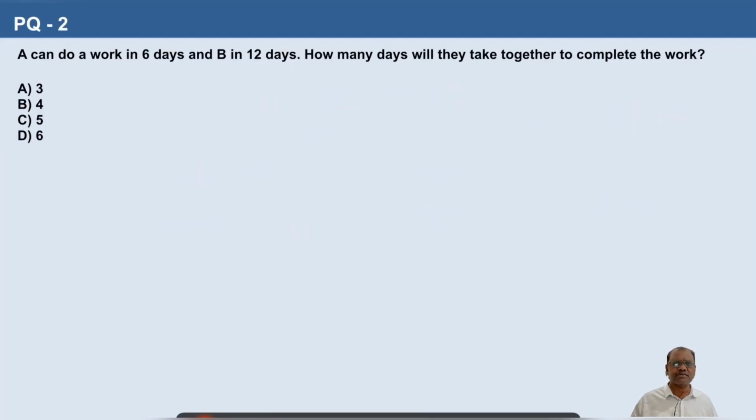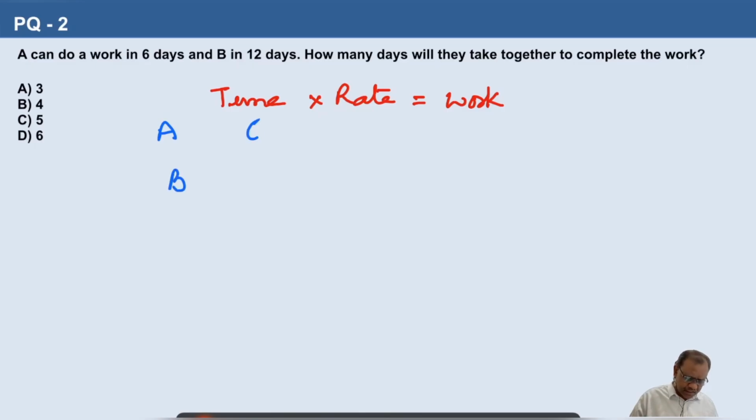Question number 2. A can do a work in 6 days and B in 12 days. How many days will they take together to complete the work? Similar question. Time and rate, if you multiply, you will get the total work. So we have A and B. A can complete the work in 6 days, B in 12 days. What is the LCM of 6 and 12?